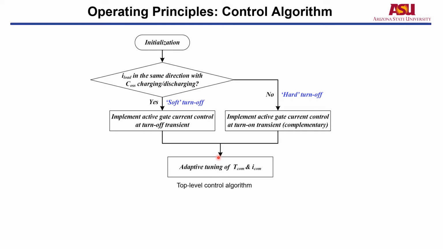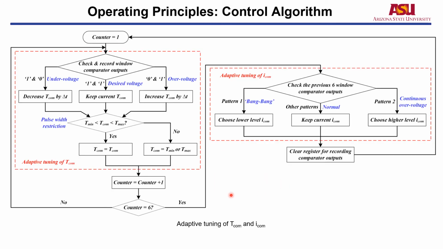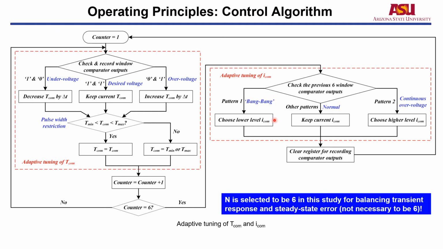And then we need to do the active tuning of TCOM and ICOM. For the active tuning of TCOM and ICOM, when the counter equals 1, we first do the active tuning of TCOM. And once the active tuning of TCOM finishes, we increase the counter. When the counter equals 6, we do the active tuning of ICOM. It should be mentioned that here N, which is the counter's number, is selected to be 6 in this study for balancing the transient response and the steady state error. It is not necessary to be 6.